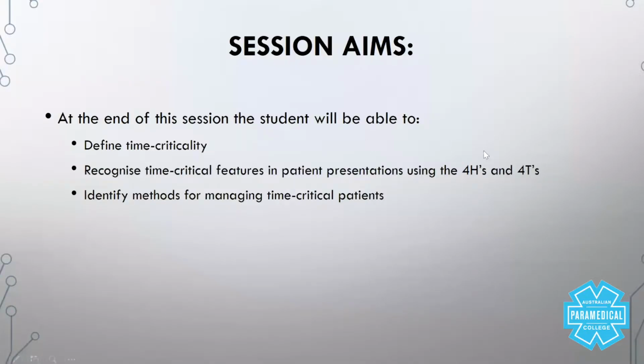So the aims of this session are for us to take a look at what the definition is. What does it mean to have a patient who is time critical? Recognize time critical features in patients presenting with what we call the 4 H's and 4 T's. Those of you who've already done the diploma, or workshop 2, or are working towards workshop 2, will have already heard about this notion of 4 H's and 4 T's. The 4 H's and 4 T's are reversible causes of cardiac arrest.